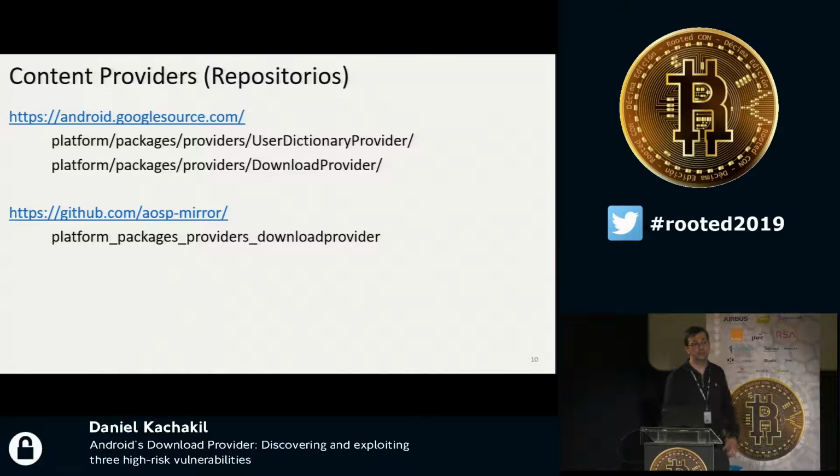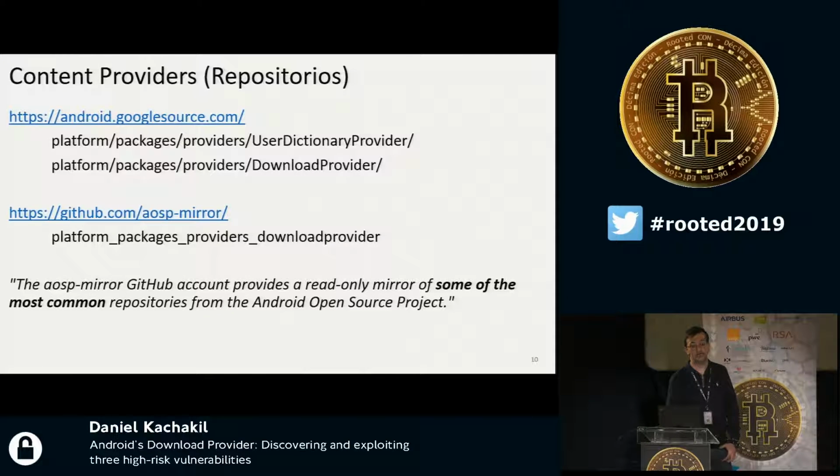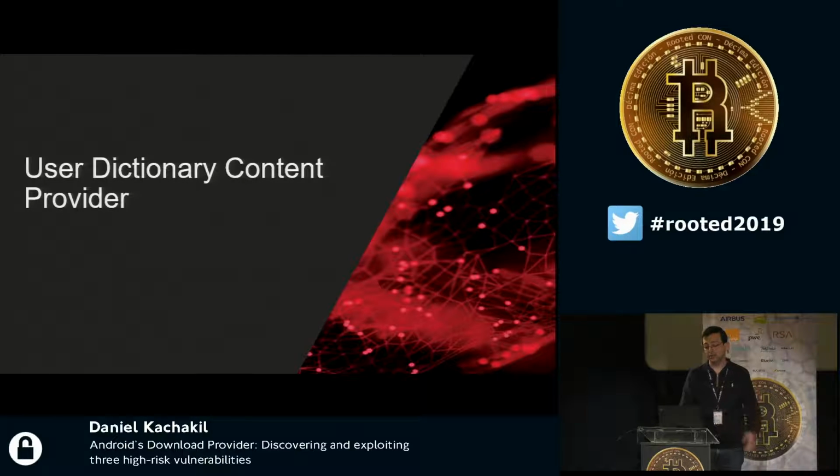There is also a mirror of this repository in GitHub. But as they very rightly say, this mirror provides a read-only mirror of some of the most common repositories. So we have that of the download provider, but we don't have that of the user dictionary provider. So my recommendation is ignore GitHub, and if you want any repository, you just download it from the Android source.